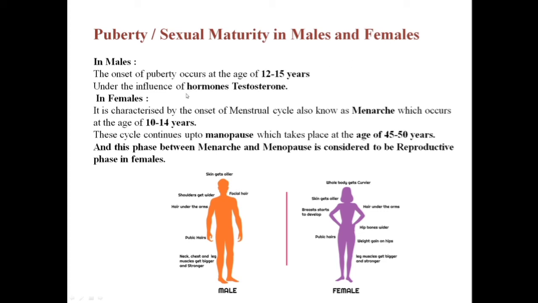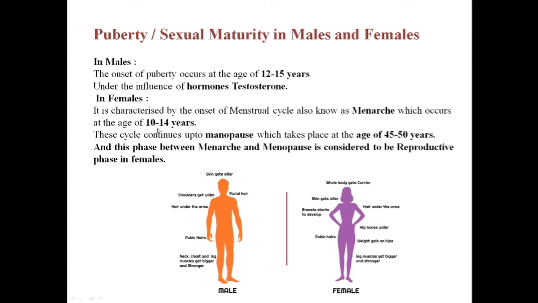Puberty is the age at which the reproductive system becomes functional. The sex organs begin to produce gametes and sex hormones. Now in males, the onset of puberty occurs at the age of 12 to 15 years under the influence of the hormone testosterone.